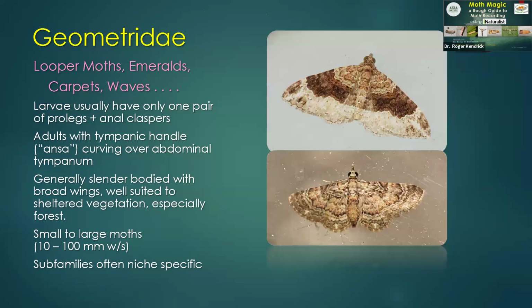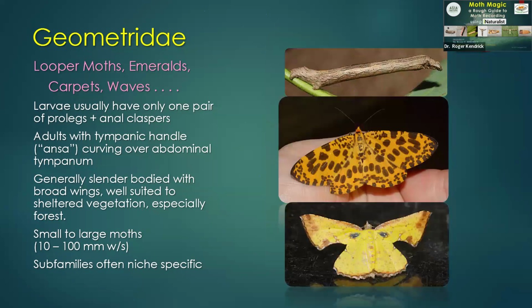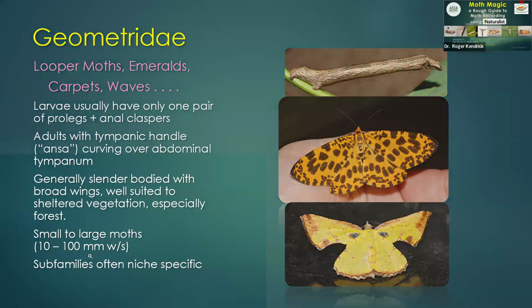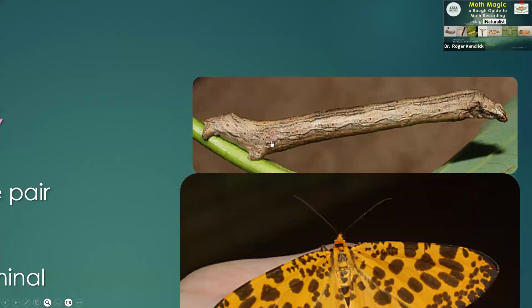Multiple subfamilies, but primarily feeding on herbs in the Larentiinae and the Sterrhinae. The Geometrinae are on shrubs generally, and the Ennominae are primarily forest species. But what ties them all together, just one pair of abdominal prolegs. Let me zoom in. Come on, zoom. So you see one pair of abdominal prolegs, the anal claspers, and then nothing all the way along the abdomen until you reach the thoracic true legs.